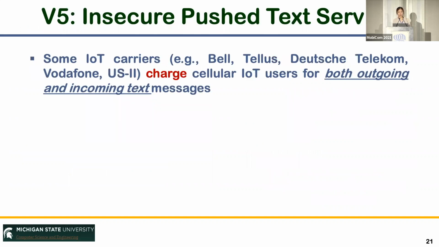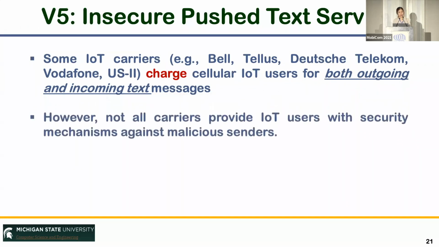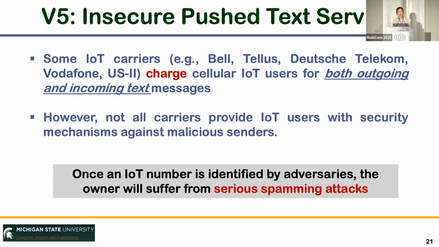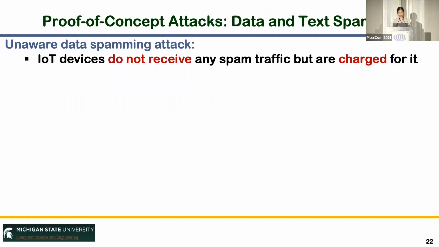The last vulnerability is that we find some carriers charge the cellular IoT users for both outgoing and incoming text messages. Here, not all carriers provide IoT users with security mechanisms against the malicious sender. Therefore, once an IoT number is identified by the adversary, the owner will suffer from a serious spamming attack.